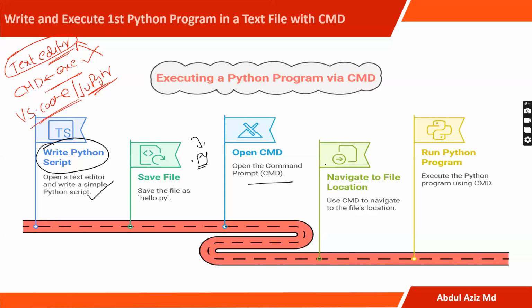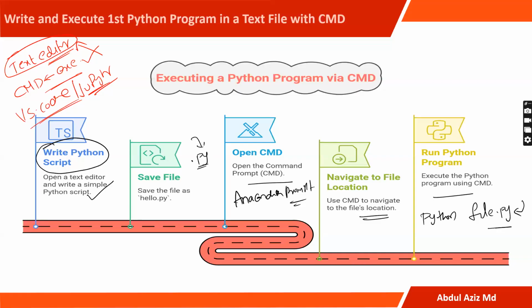Then we need to open the command prompt. So here, as it is Anaconda, we will be using the Anaconda prompt. And we need to navigate to the respective file location, the place where we saved the file. Then we can execute the respective program using the CMD by typing python file.py. If you run this, then it will be executed.